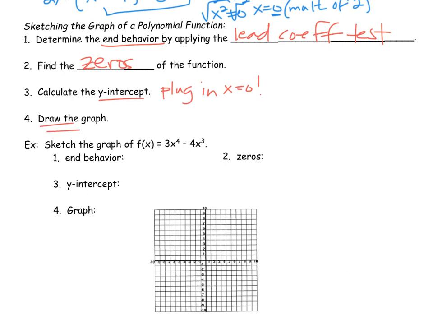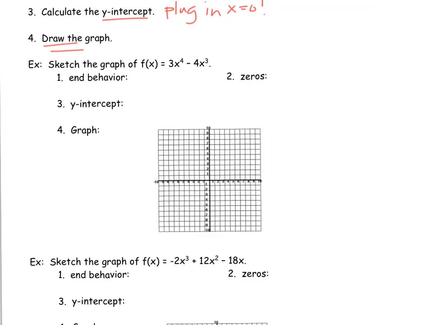And then using that information, believe it or not, that's enough to draw a really quick sketch of our graph. All right, let's try the example down below. Sketch the graph of f of x equals 3x to the fourth minus 4x cubed. The first thing we're asked to do is describe that end behavior. That means we need to know what our degree and the a value is for that lead term.